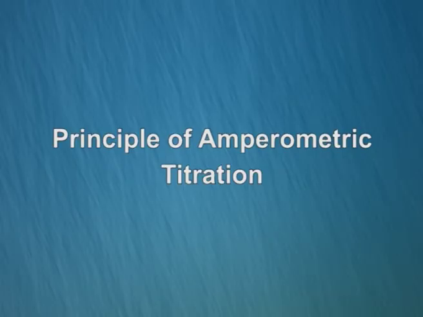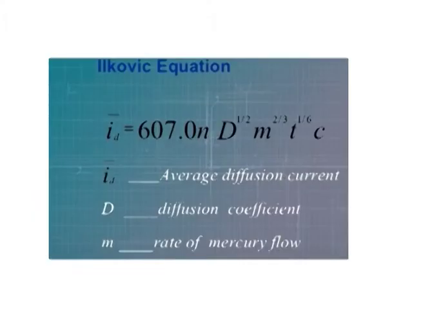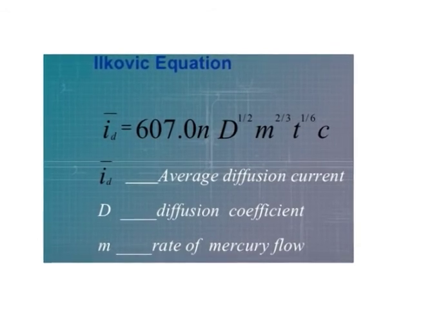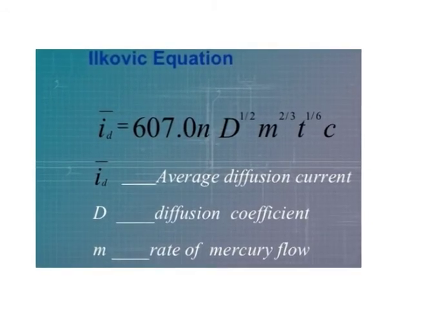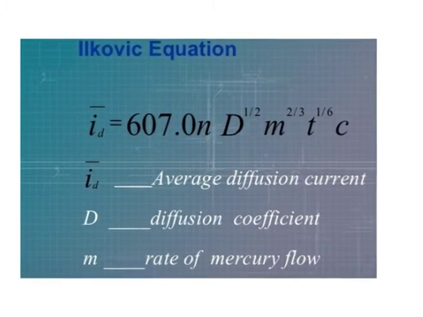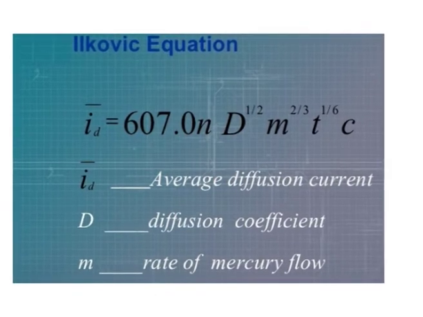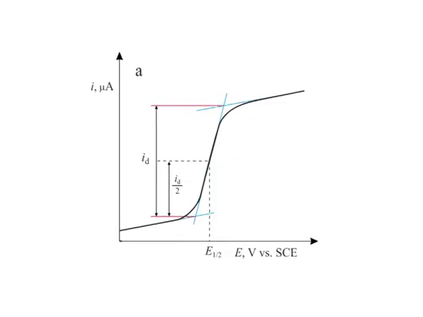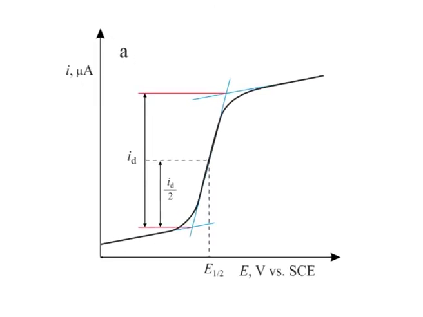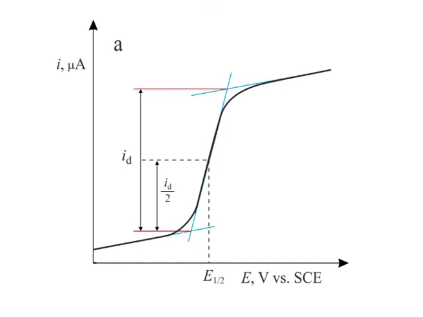Principle of amperometric titration. According to the Ilkovic equation, ID is equal to 607 multiplied by n multiplied by d to the power 1 by 2 multiplied by m to the power 2 by 3 multiplied by t to the power 1 by 6 multiplied by c. The diffusion current ID, equal to limiting current minus residual current, is directly proportional to the concentration of the electroactive material in the solution.